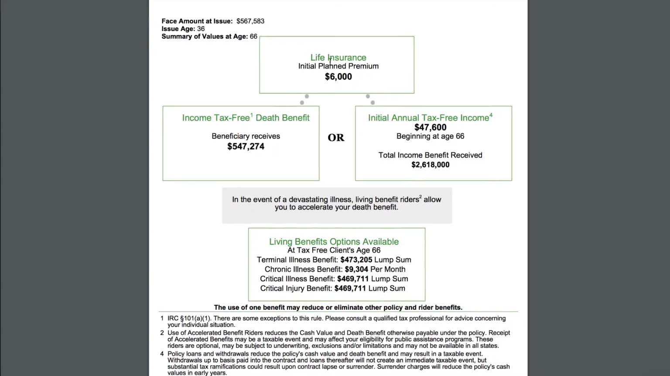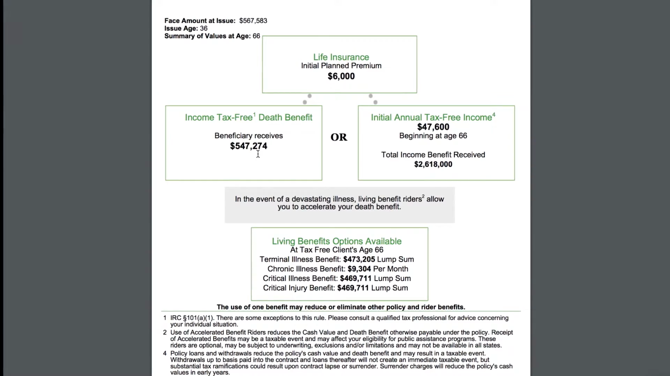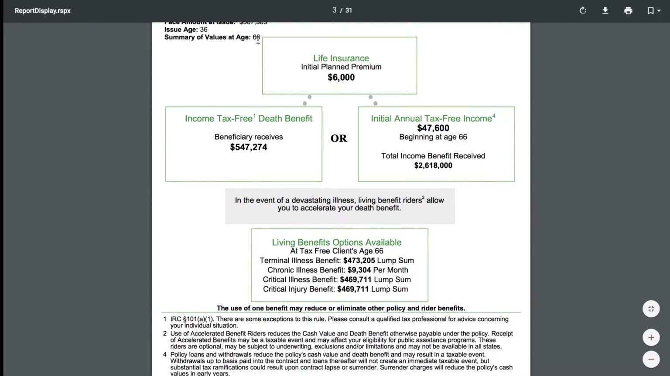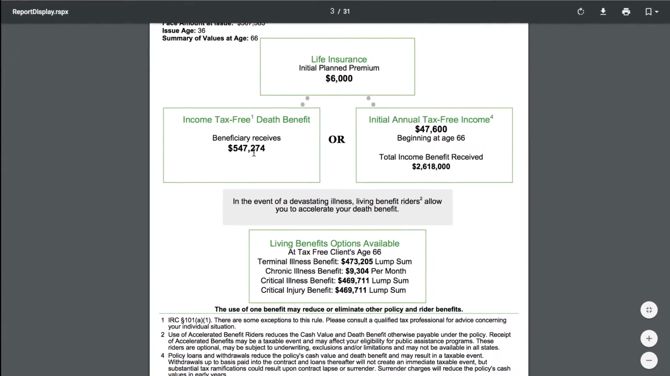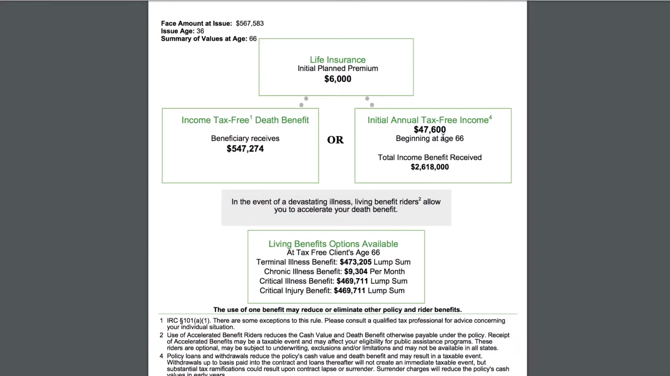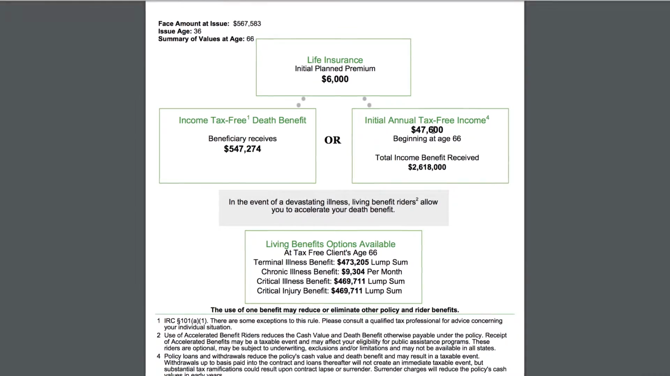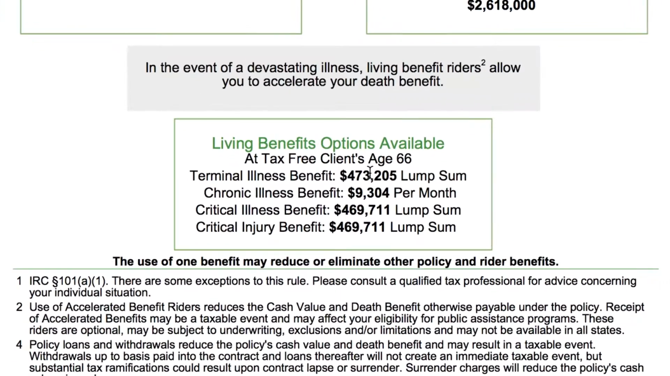Here's one of the best pages of the illustration. It just shows all of the benefits there in one spot. Here's the initial plan premium, the death benefit, and what this is basically showing is the summary of values at age 66, since that's the year that we actually chose to start taking income. So it's gonna show me all these values at age 66. There's the death benefit if, God forbid, she were to pass away that year at age 66. Hopefully that doesn't happen, obviously, and we've got a tax-free income annually coming in at $47,600 per year beginning at age 66. And then the living benefits at age 66 if she were to become terminally, chronically, critically ill, or become critically injured. Those are the different numbers that would be available to her.